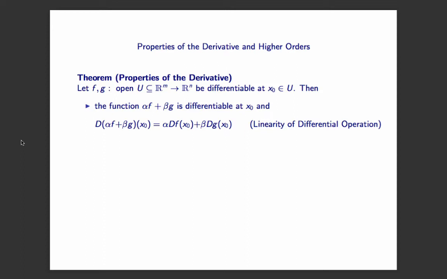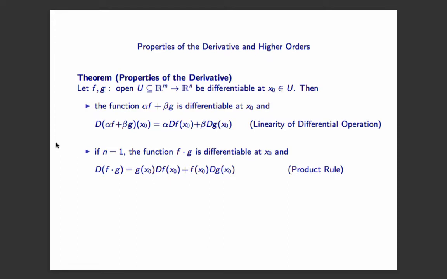Then the differential operator, in other words the operation of mapping a function to a function evaluation, is linear. In other words, the derivative of a linear combination of two differentiable functions at a particular point is a linear combination of the derivatives of each at those points. Of course, this is a property that you're familiar with, the regular derivative you learned about in Real Analysis 1.